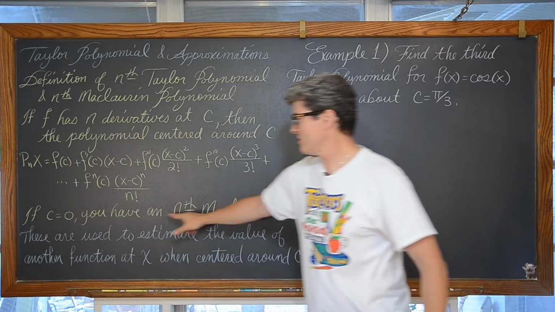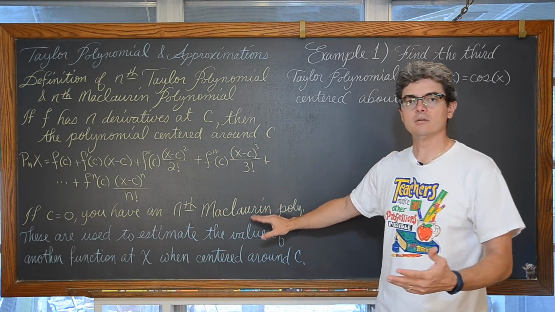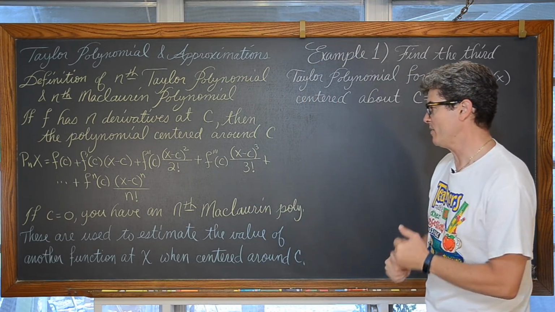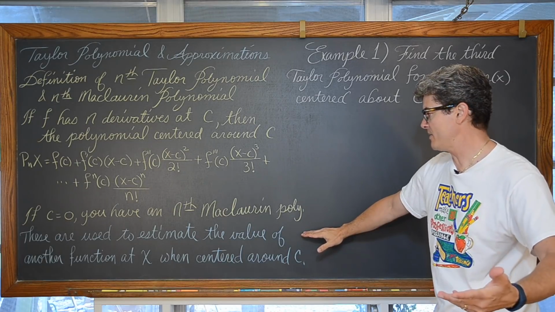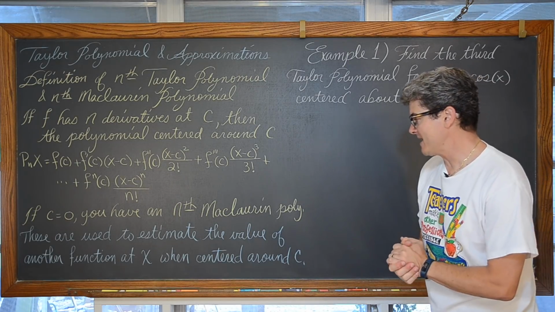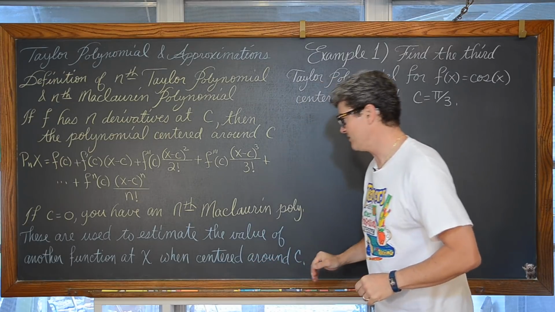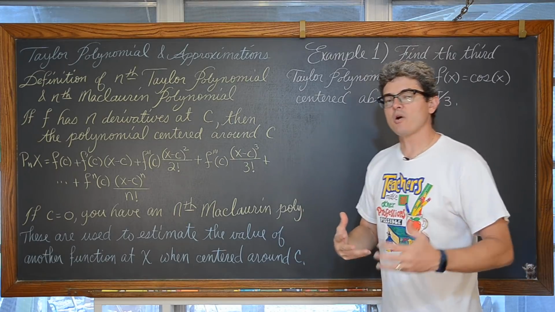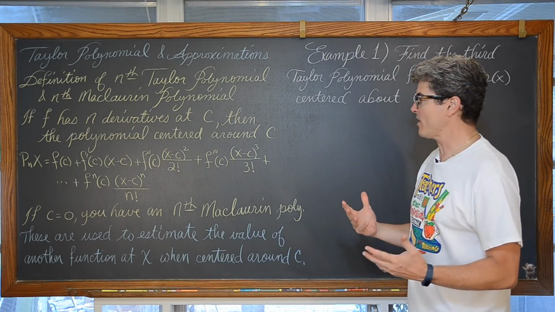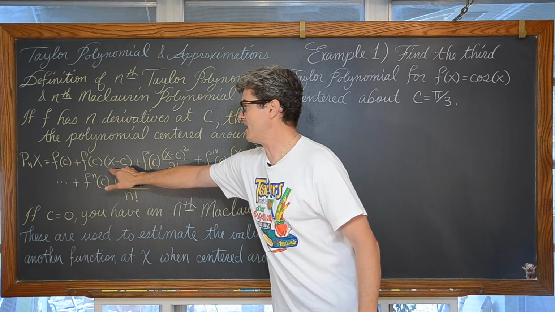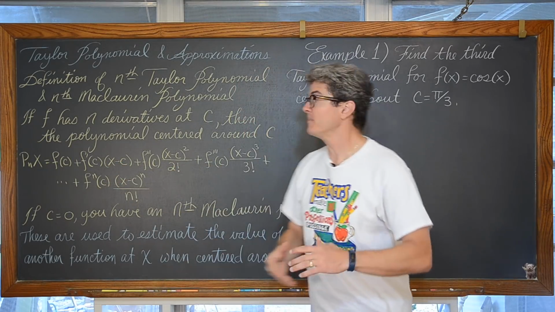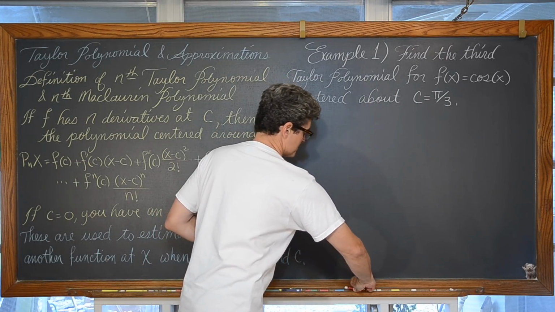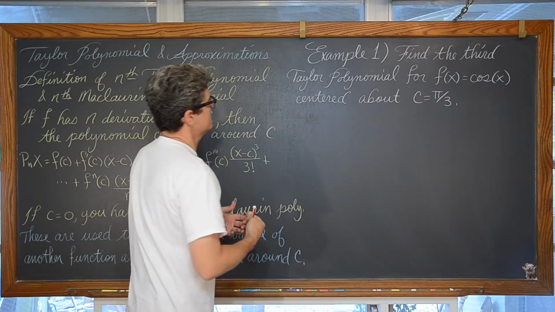Now, if c is equal to 0, you have an nth Maclaurin polynomial. So a Maclaurin polynomial is just a special type of Taylor polynomial. I already said this, but these are used to estimate the value of another function at x when centered around c. So as you look at this notation, once you create this Taylor polynomial and use it to make an approximation, it's an approximation at x with c being the center of our Taylor polynomial. And with the computer graphics you see up here after we set up our first example, you'll see what I'm talking about with that idea of center.